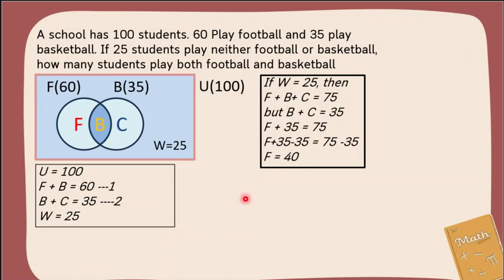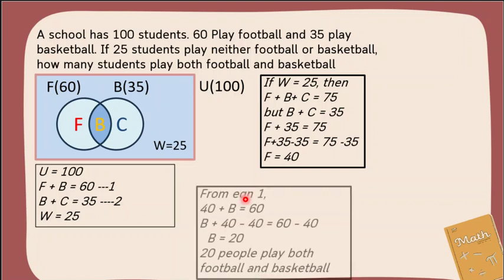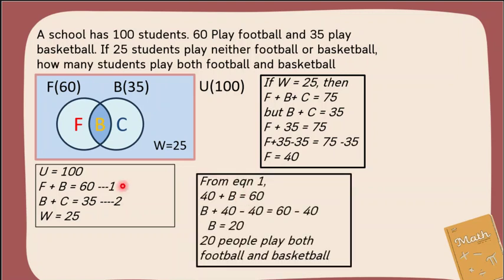With that in mind, we can go on and solve for the rest. We see that from equation 1, F plus B was 60, right? Now we have the value for F to be 40, which means that B plus 40 will be equal to 60. So we subtract 40 from both sides to get rid of the 40. So B plus 40 minus 40 is equal to 60 minus 40. So B is equal to 20.